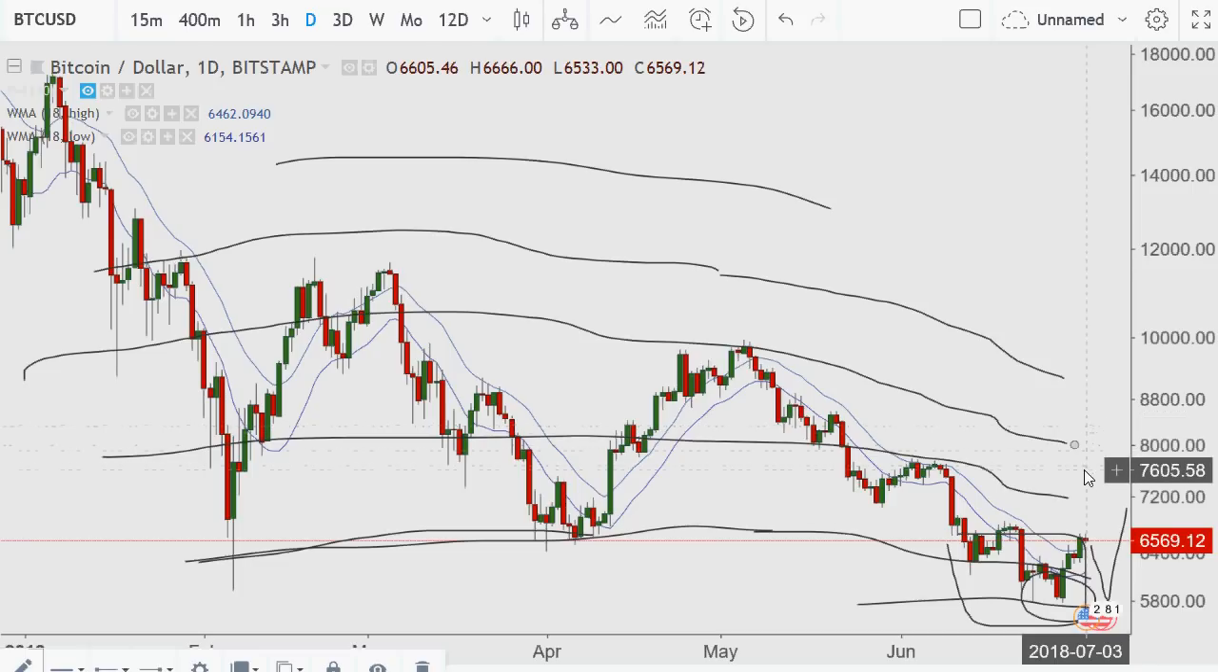And if it doesn't even do that, let's just assume that it does something like this and it maintains that move. And that move would be this. A break of 6,500 that would enter into the 7,000s. That would be that move.